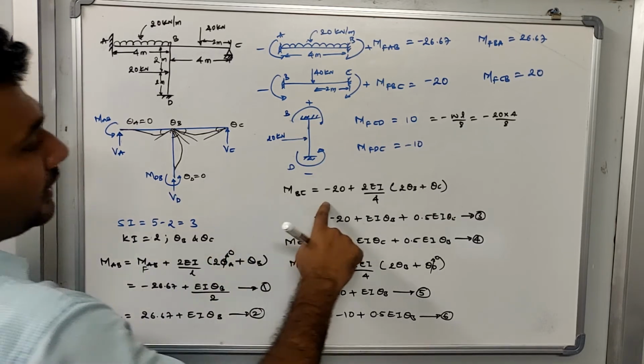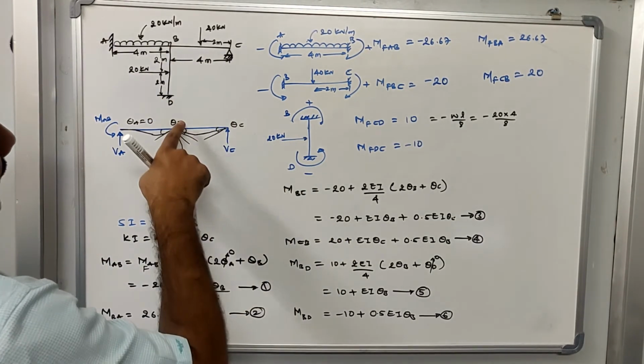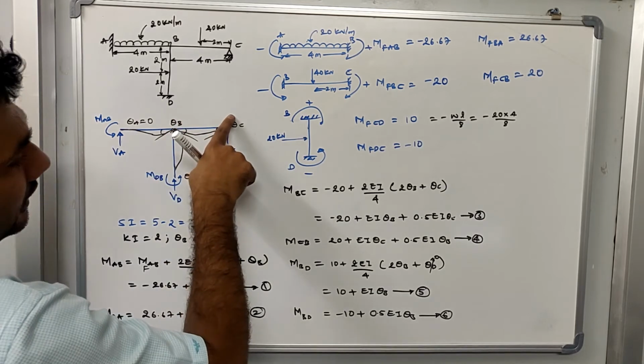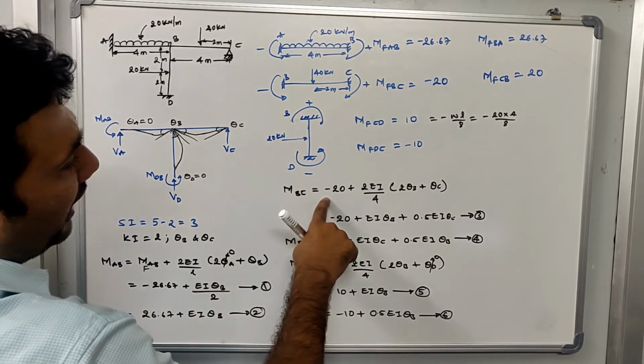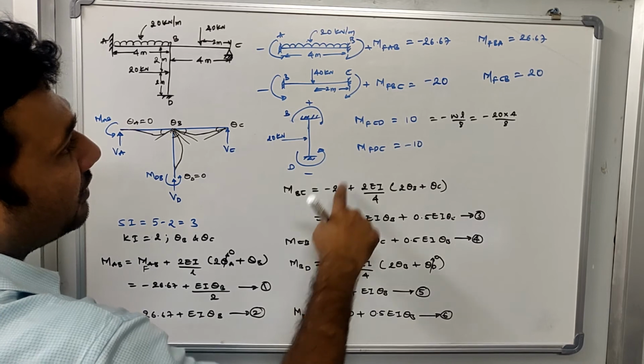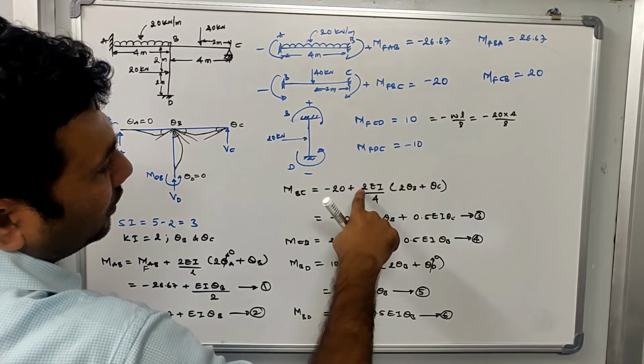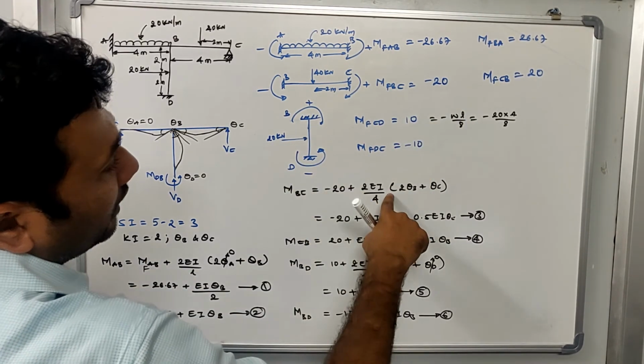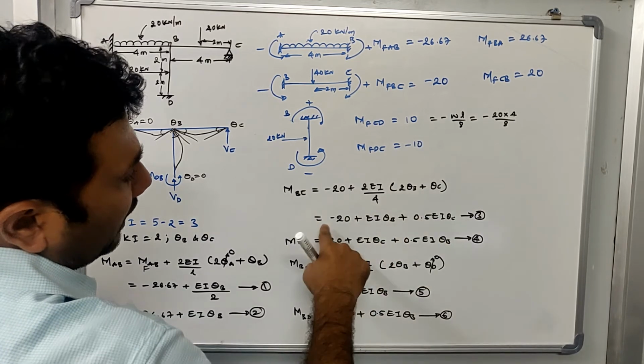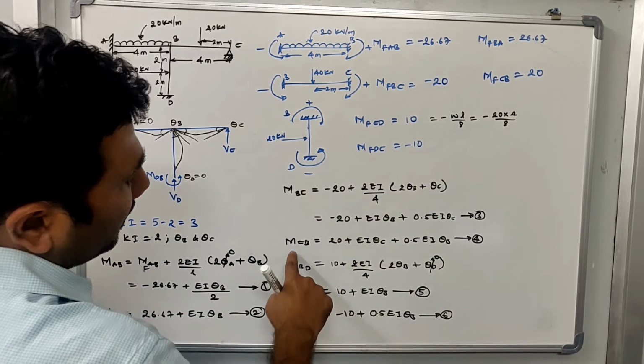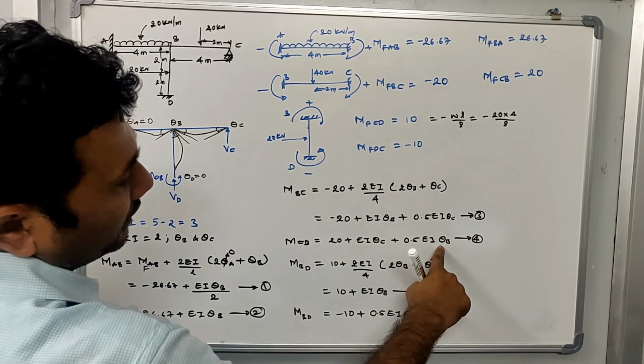Now going to MBC, this is your member BC. As you know, theta B is existing, theta C is also existing. So MFBC is minus 20 plus 2 EI by L, L is 4 meter, into bracket 2 theta B plus theta C. After simplifying, this is my equation. Similarly, I can write for MCB. This is the equation for MCB.